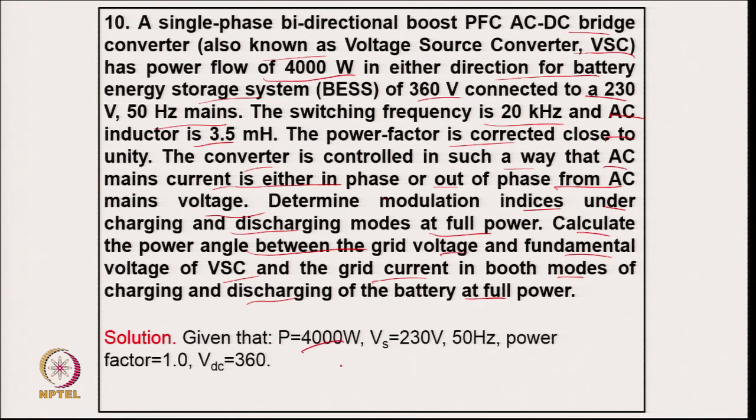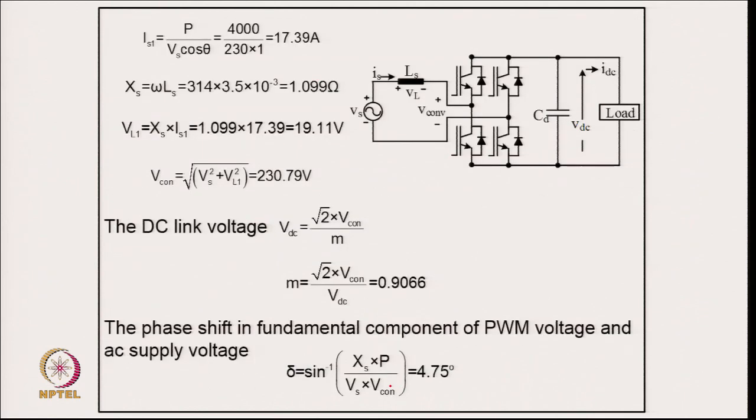So, for the solution, given 4000 watt, 230 volt, 50 hertz, power factor 1 and VDC 360 volt. With this typical circuit, we have virtually a battery from which we are having a bidirectional power flow. So, we can find out the fundamental current, power divided by Vs cos theta, that is unity. So, it comes 17.39 ampere, and the reactance at fundamental frequency 50 hertz.